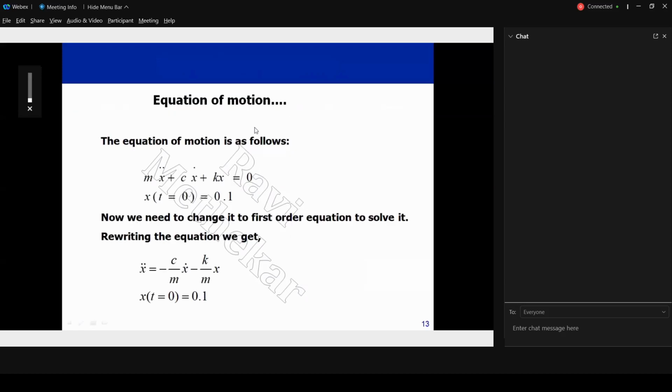Look at this. I can get m x double dot plus c x dot plus k x is equal to 0, and x at t equals 0 is 0.1. That's the displacement I have. But the system here is a second order ordinary differential equation. So how do we solve the second order ordinary differential equation? That's the point, and that is what I am going to cover today.